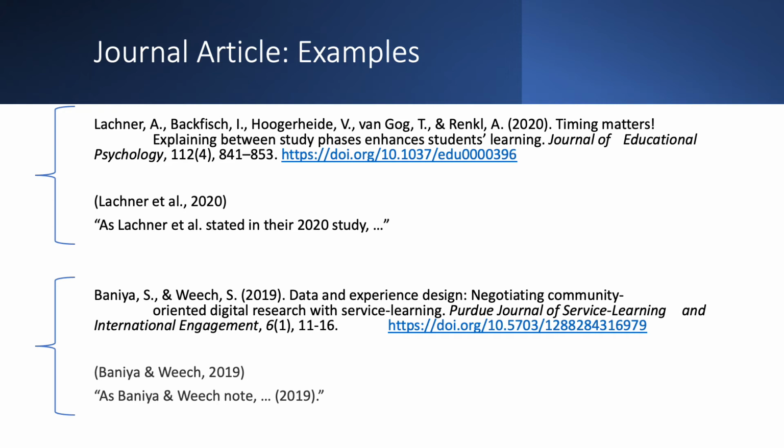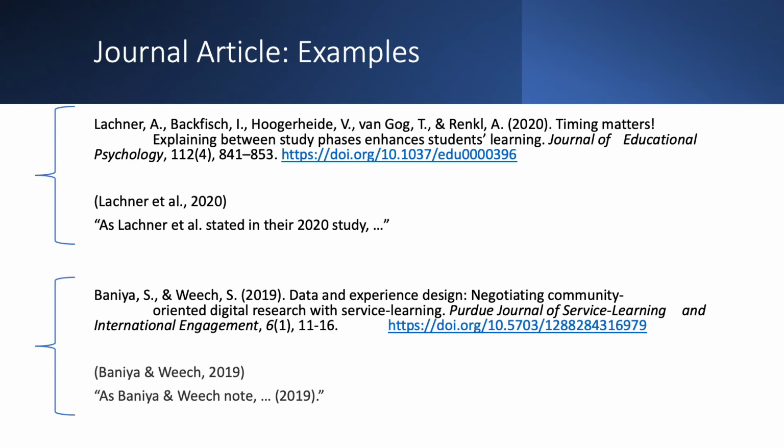Another example, we see another article listed here. We have the author's names. Here there are only two, and so there's an ampersand between them. It was published in 2019. The title of the article is Data and Experience Design, Negotiating Community-Oriented Digital Research with Service Learning. The publication is Purdue Journal of Service Learning and International Engagement. Again, that third line should be indented to be in line with oriented above it. Volume 6, Issue 1, pages 11 to 16, and the DOI.